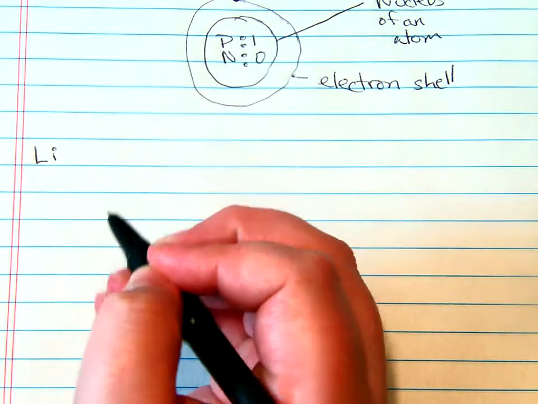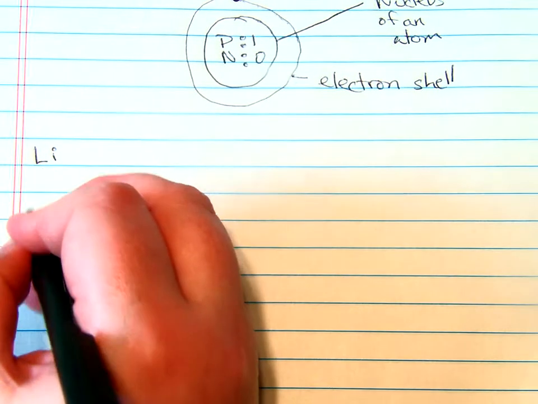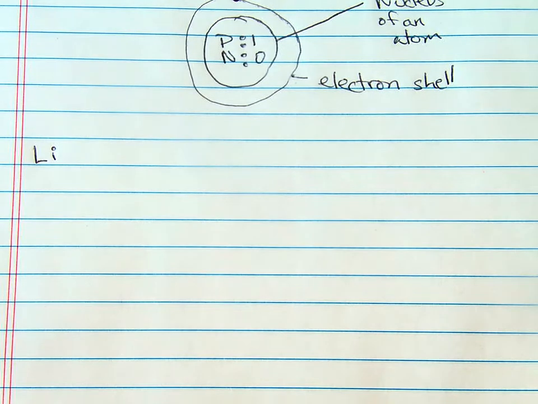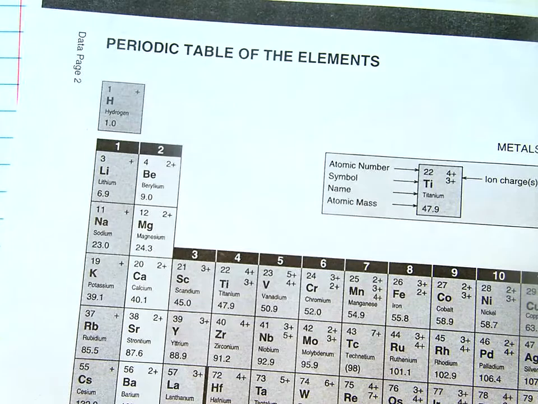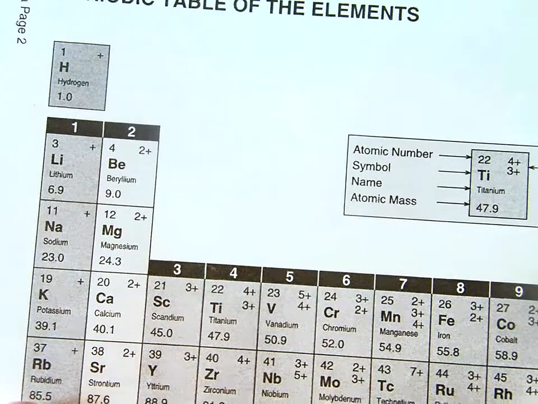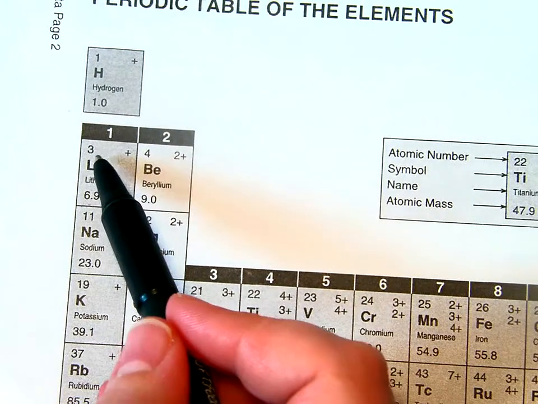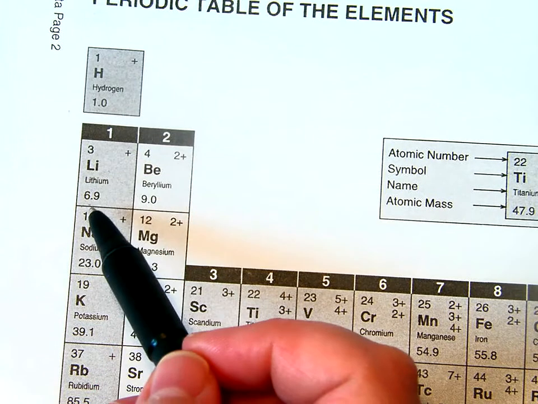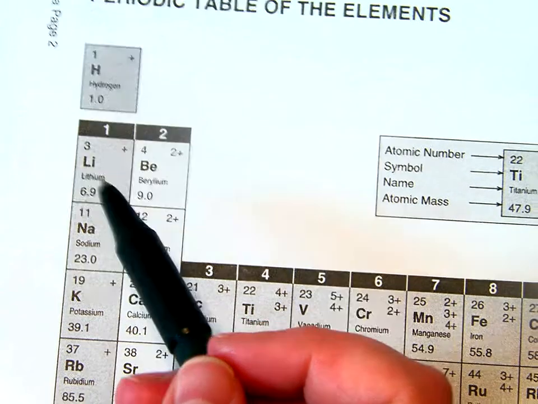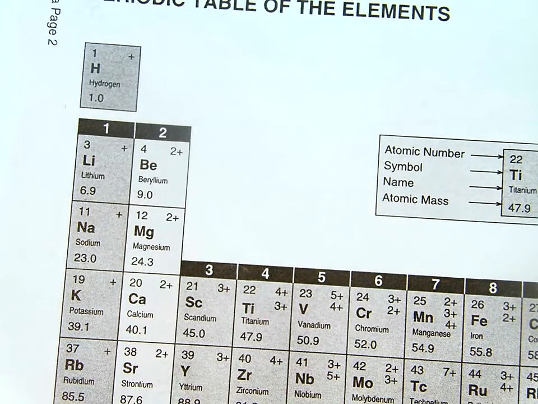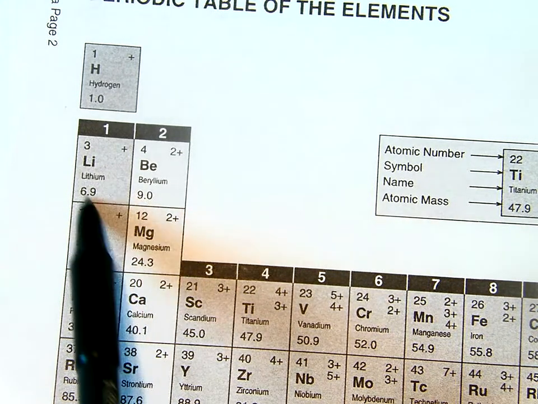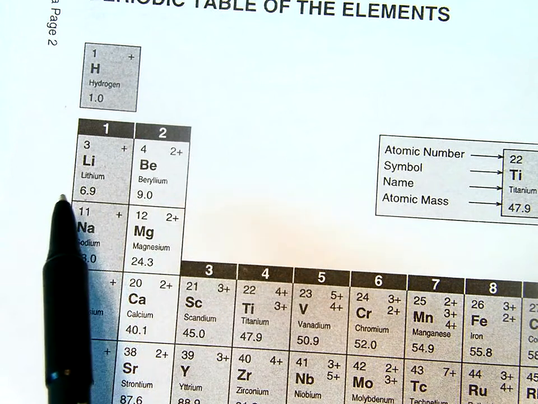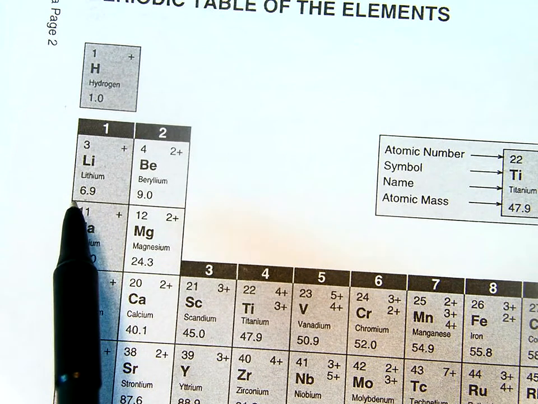So lithium has an atomic mass and atomic number. I'm going to look at our periodic table to find them. I'm going to zoom in a smidge. Excellent. So we can see it has an atomic number of 3, an atomic mass of 6.9. Now, we are always going to be rounding this year.